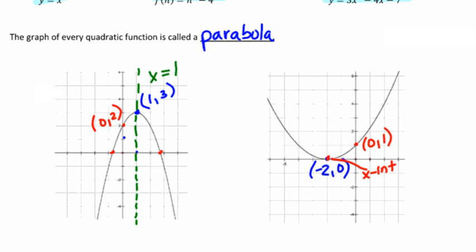In our second graph, if I cut all the way through my vertex, it'll be symmetrical on both sides. And we know our vertex is (-2, 0). So our equation of our axis of symmetry is x equals negative 2. Whatever your x value is of your vertex is your equation of your axis of symmetry.